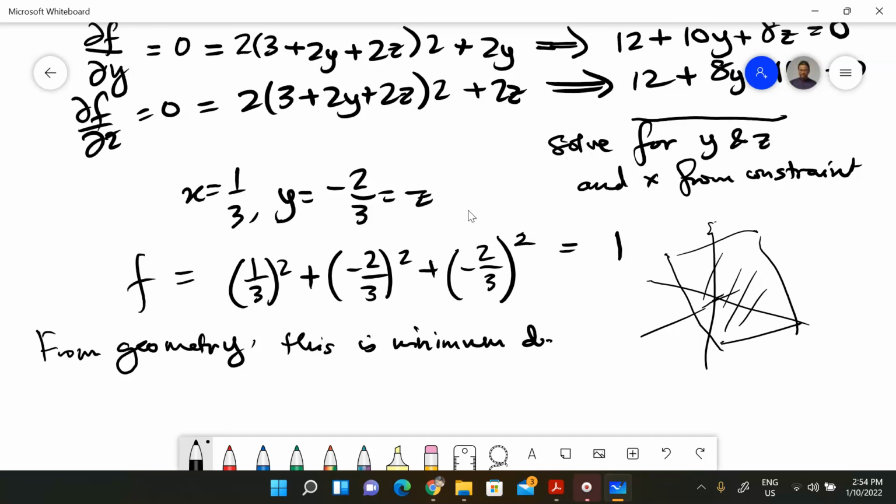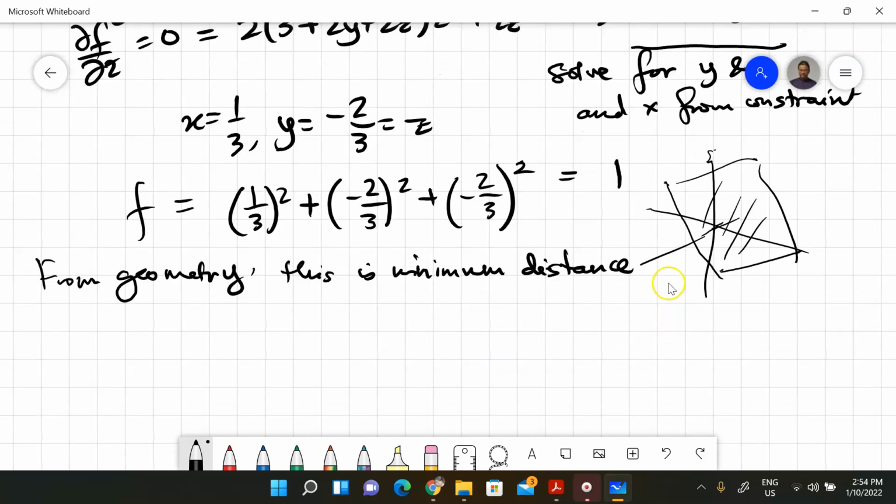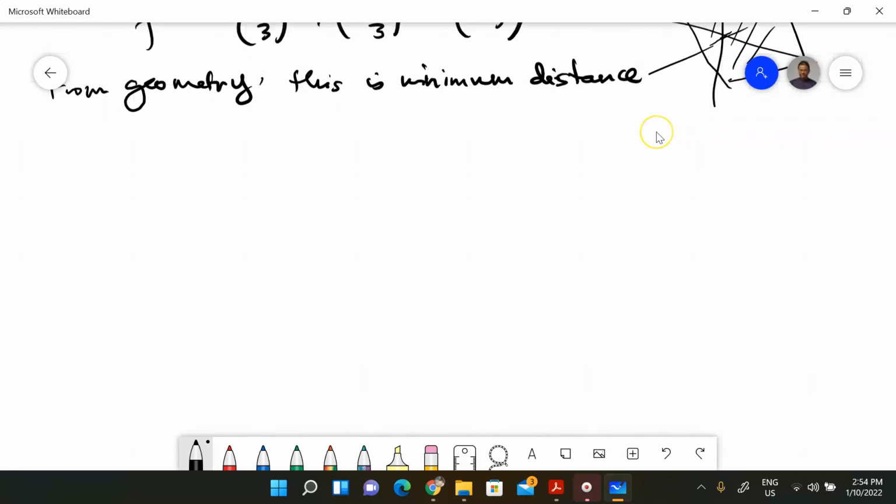Now, given that one understands that some steps can be eliminated using geometry, let's move on to the third method. The third method, method 3, is to use what we call the Lagrange multiplier.